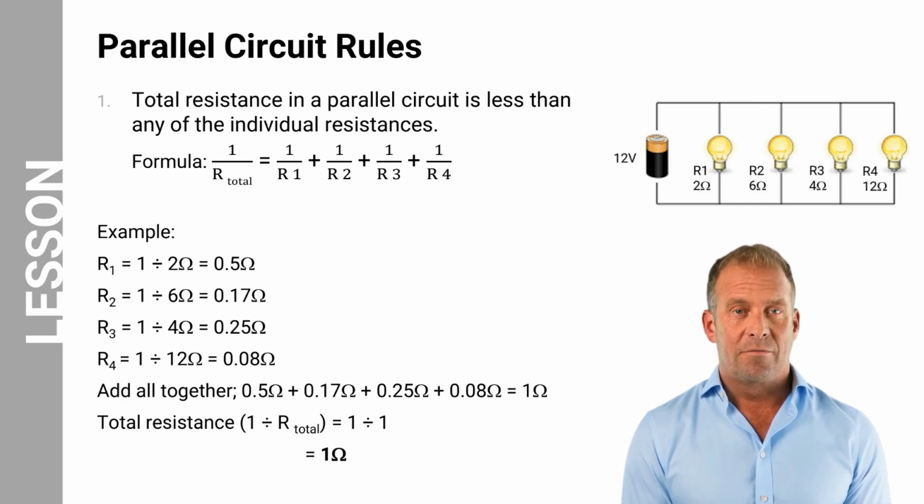Consider this example with 4 resistors: 2 ohms, 6 ohms, 4 ohms, and 12 ohms. We first take the reciprocal of each. Adding these reciprocals gives us 1 siemens. To find the total resistance, we take the reciprocal of this sum, which equals 1 ohm. This demonstrates how parallel connections result in a lower total resistance, in this case 1 ohm, which is indeed less than any of the individual resistances in the circuit.